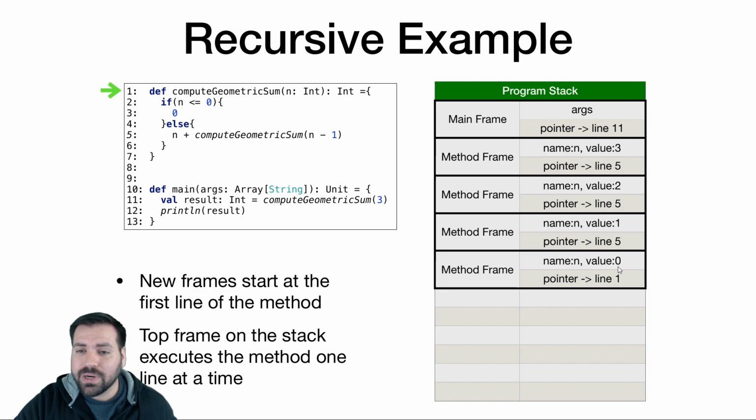So by the time we reach our base case, which we're always going to reach because we're very careful to write recursive calls that always get closer to the base case, when we call this recursive method, we're going to keep putting frames on the stack until we eventually reach the base case.